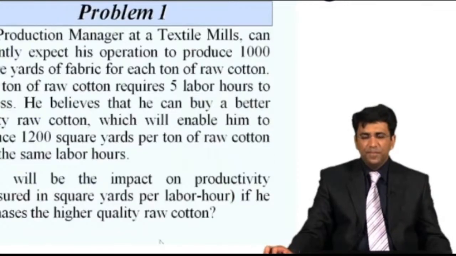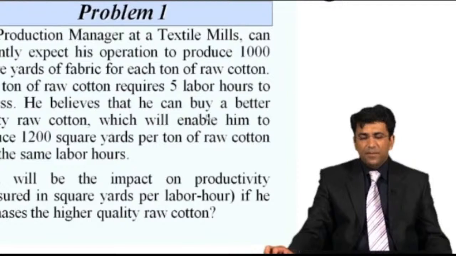organizations. Now students, we will discuss again different examples of how we can actually calculate the productivity in different practical scenarios. The production manager at a textile mills can currently expect his operation to produce 1000 square yards of fabric. Now students, what is 1000 square yards of fabric? This is actually the output. Requires 5 labor hours to process. So 5 labor hours is your input. That is, the labor hours will be taken as input.